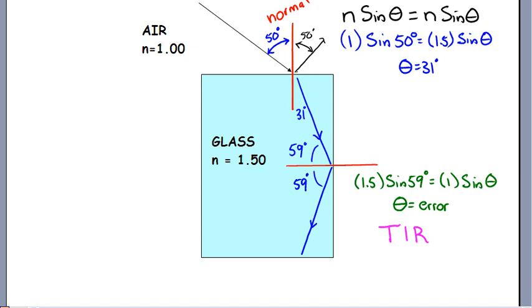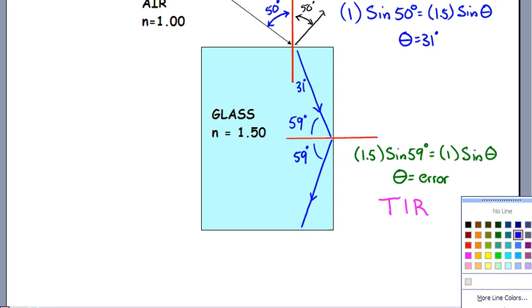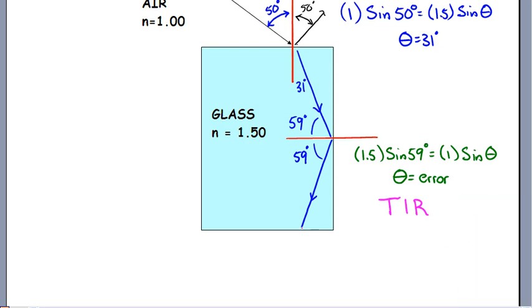Okay, I'm going to finish this story off real quick, and then we're going to talk about something called the critical angle. When you get to here, you would draw in a normal line, do a little geometry, and you'd find out that this is 31 degrees. And then the light on its way out, we can find out its angle here. If you do Snell's law again, it's actually the same as the top of the page. This would be 50 degrees.